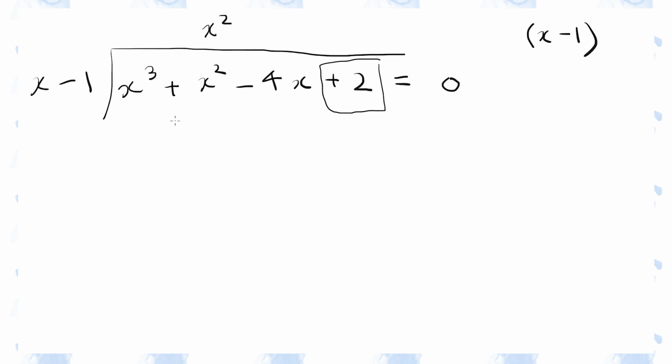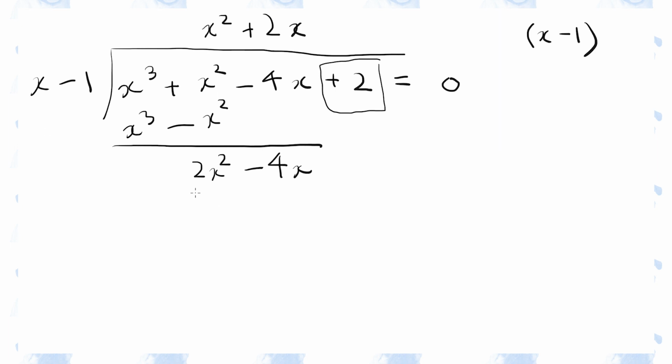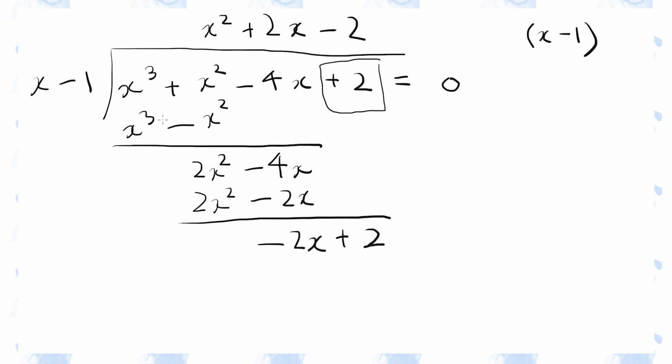X squared times x is x cubed. X squared times minus 1 is minus x squared. X squared minus x squared is 2x squared. Plus 2x times x is 2x squared. Plus 2x times minus 1 is minus 2x. Minus 4x minus 2x is minus 2x. Minus 2 times x is minus 2x. Minus 2 times minus 1 is plus 2.